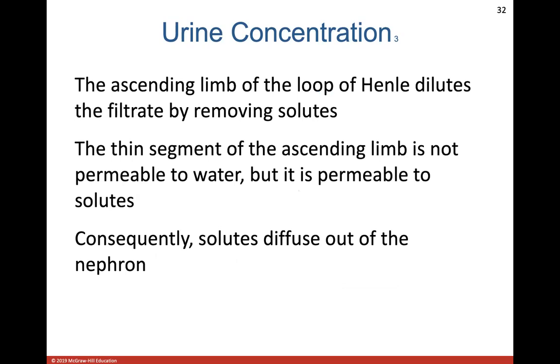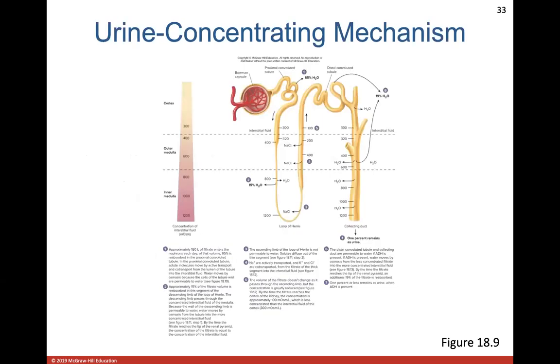The ascending limb of the loop of Henle will dilute the filtrate by removing excess solutes. The thin segment of the ascending limb is not permeable to water, but it's permeable to solutes. So consequently, solutes will always diffuse out of the nephron. So a lot goes on here in concentrating the urine. And basically in the loop of Henle, whether it's the descending or ascending limb, whether it's the thick or thin limb, different solutes can be absorbed or secreted back into the filtrate at different parts of that loop.